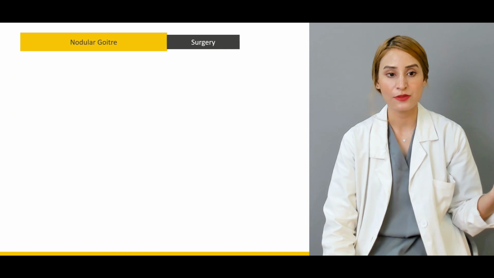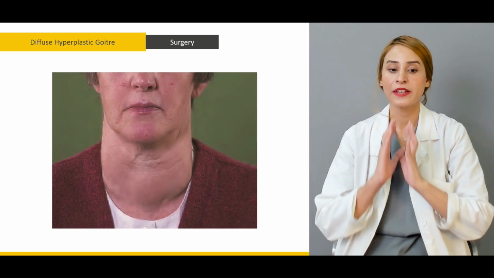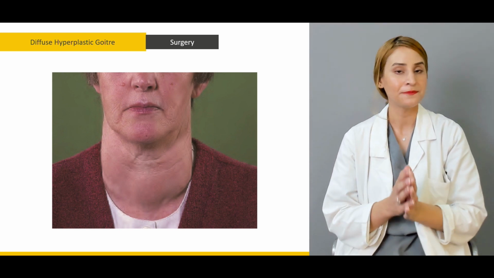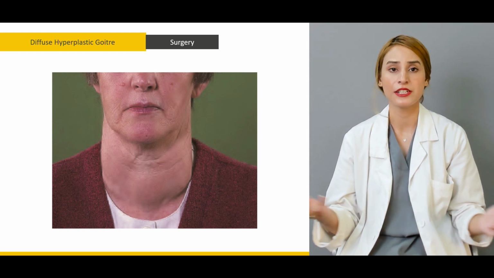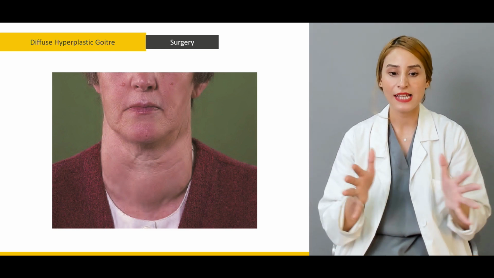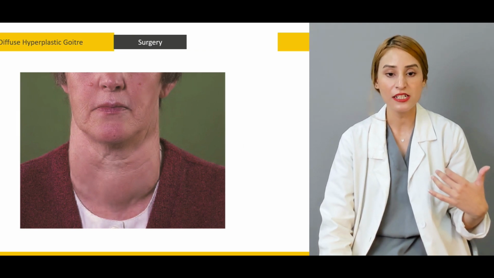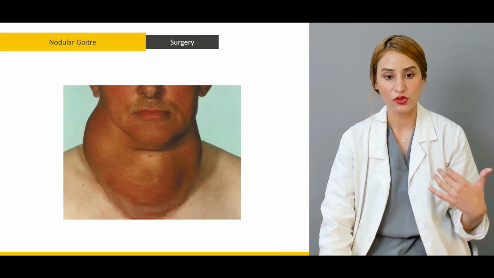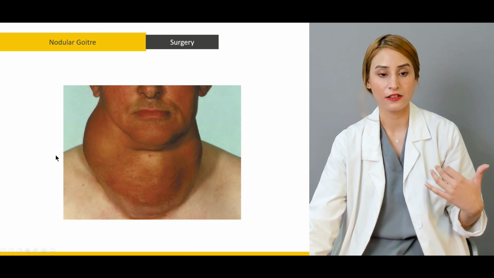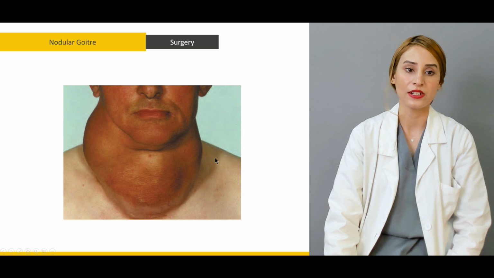If you compare it with the previous diagram, the hyperplastic one, you can see that there's a diffuse enlargement. You cannot appreciate any nodules. The whole of the symmetry is proportional on the right and the left side. But here there is asymmetry, and there is more of a nodular goiter on the right side as compared to the left. So this is called a nodular goiter.